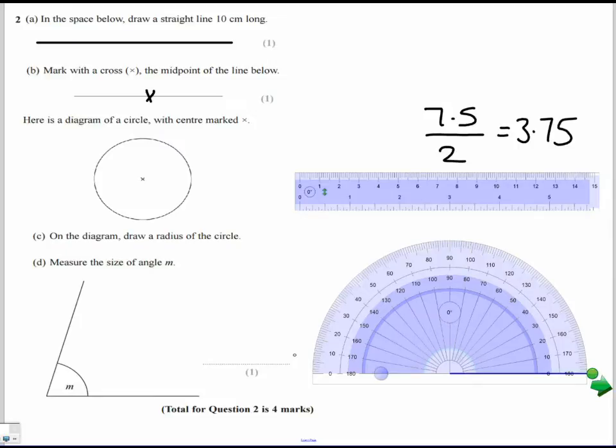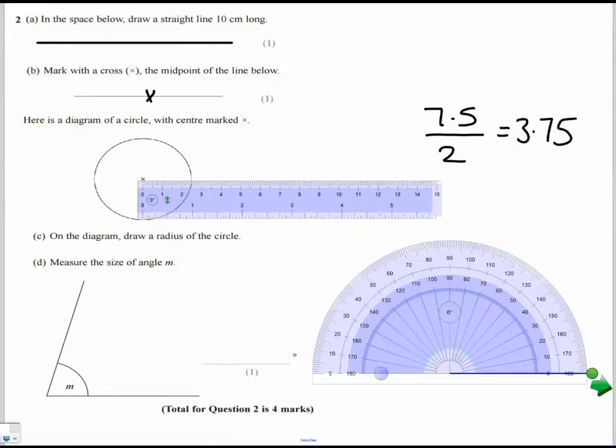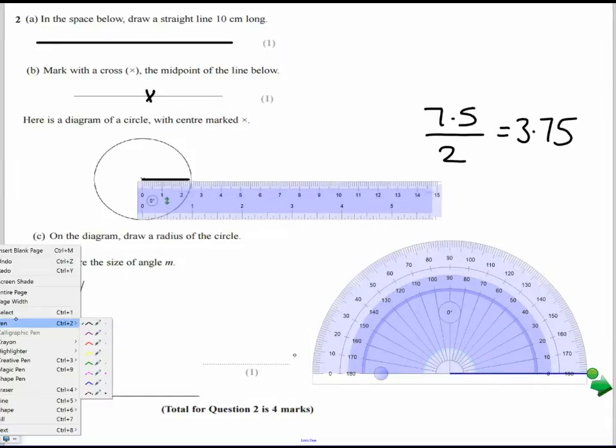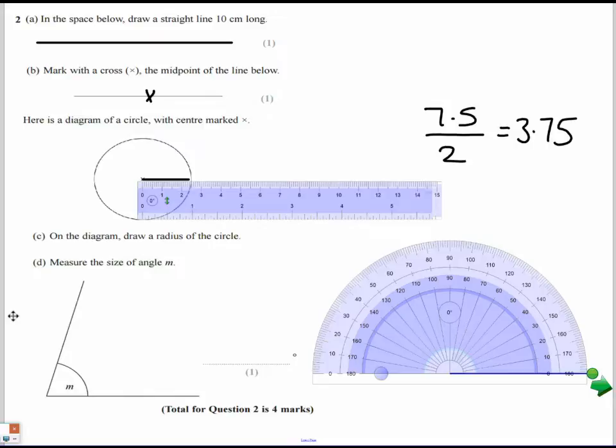Question 2C. On the diagram, draw a radius of the circle. So the radius goes from the center of the circle to the circumference, which is the outside of the circle. So we draw a straight line from the center to the edge. And that is worth 1 mark.